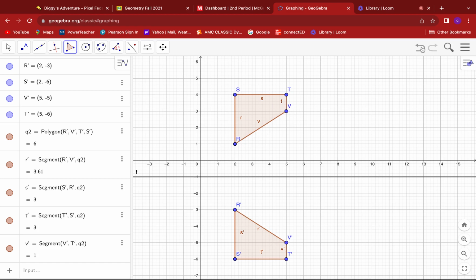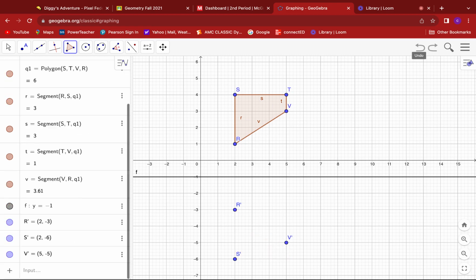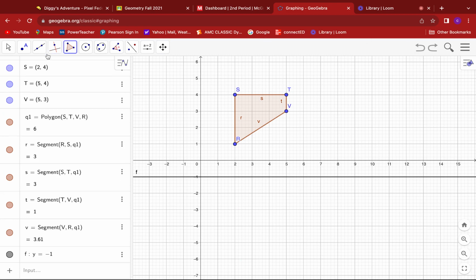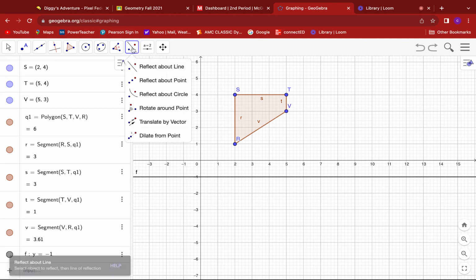So like I said, there is, of course, a shortcut to this. So I'm going to get rid of all of these points that I created and renamed. And here's your shortcut. Go to this little icon where you see a blue and red dot as a reflection over a line and click this. I want to reflect about a line. That means I'm going to flip it over a line.